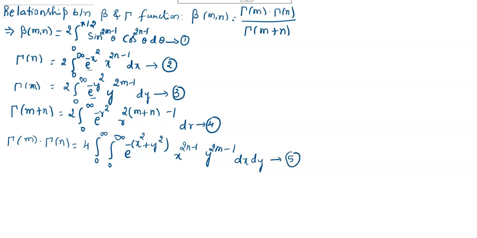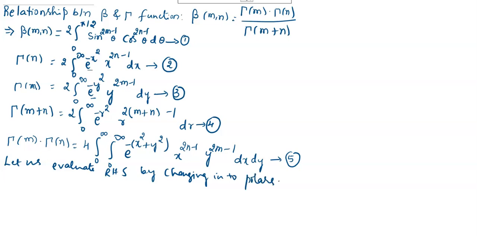Now we have to evaluate the right hand side part of this equation by changing into polar coordinates. Let us evaluate the right hand side part by changing into polars.